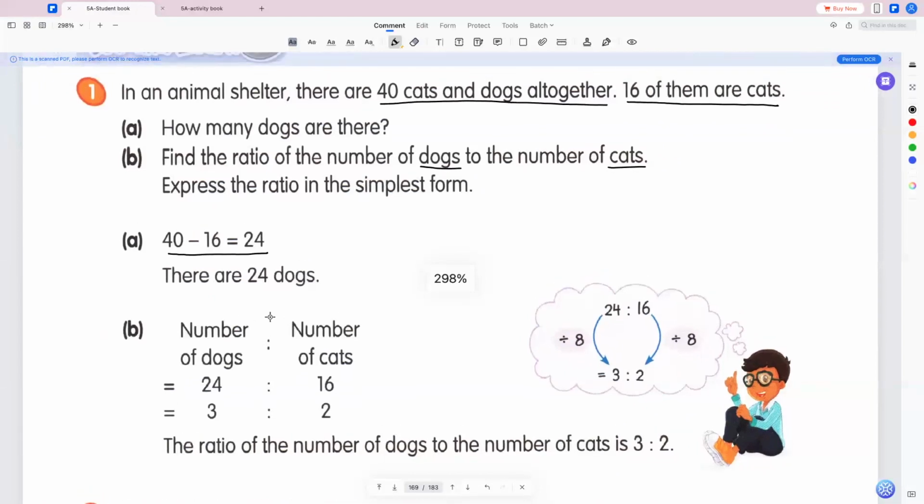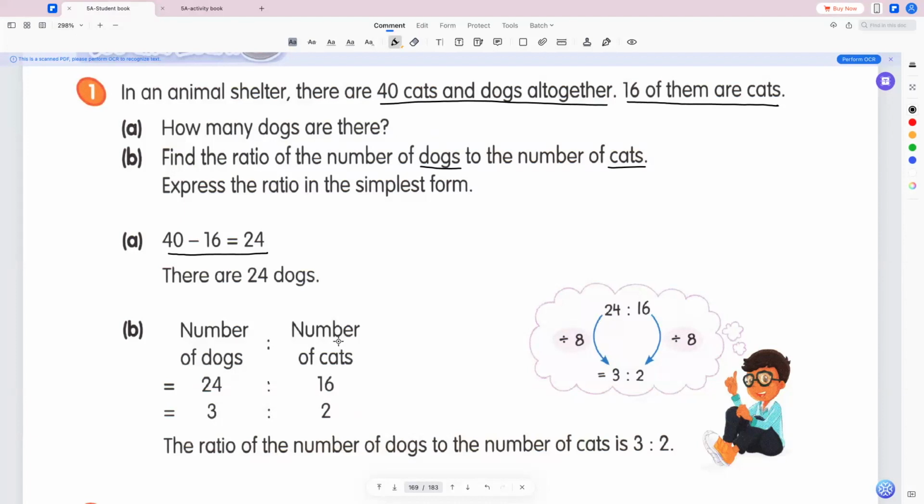So we know in order to create our ratio, we write the number of dogs and we add a colon and number of cats. Now this gives us a ratio. Now it's not in the simplest form and you may already be thinking that. So from last week, we know that in order to simplify this ratio, we can find a common factor, right? That is divisible by both numbers, by both 24 and 16.